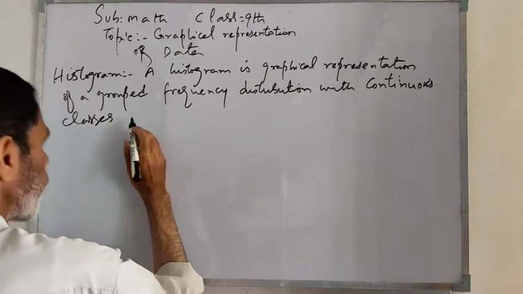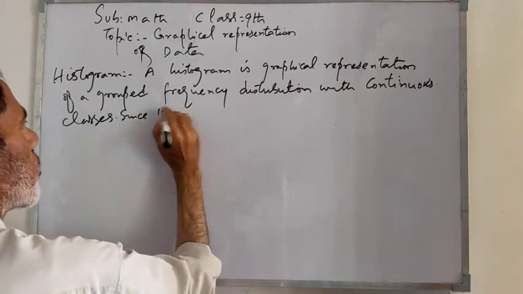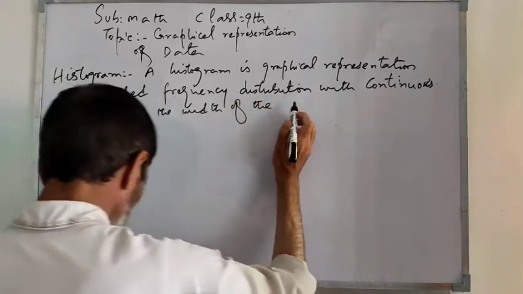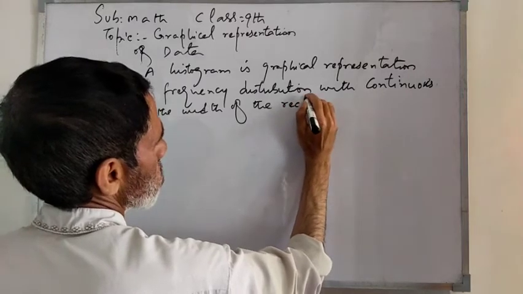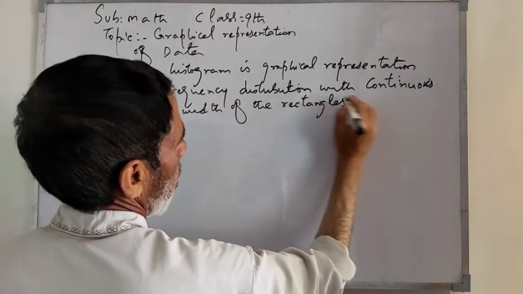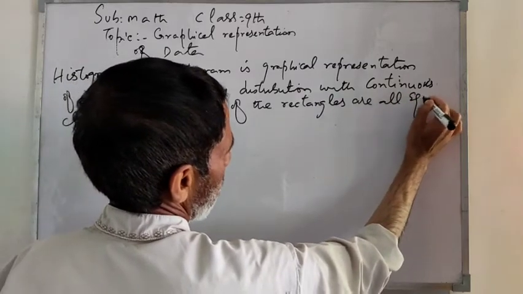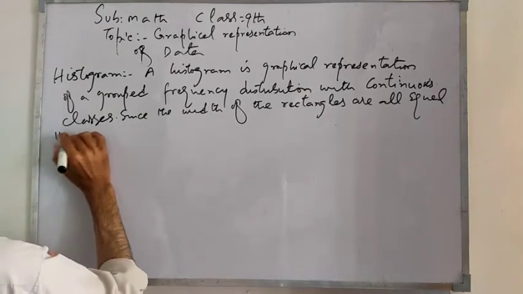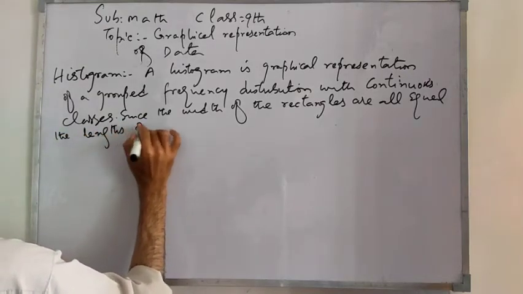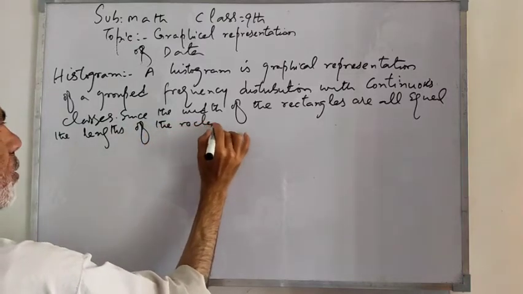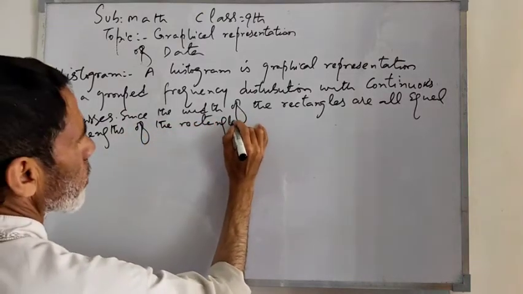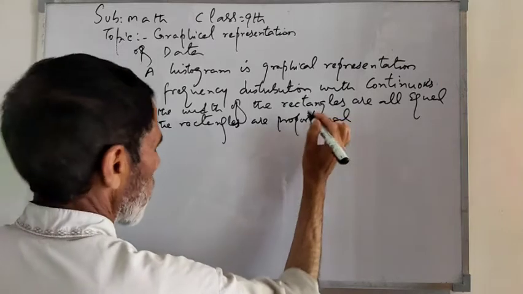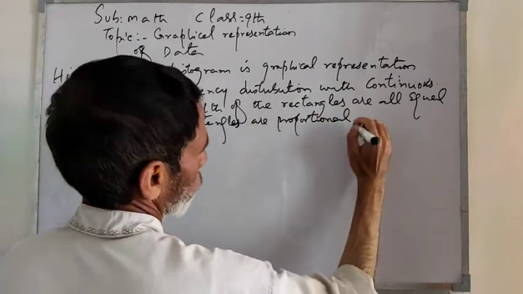Continuous classes, since the widths of the rectangles are all equal, the lengths of the rectangles are proportional to the frequencies.